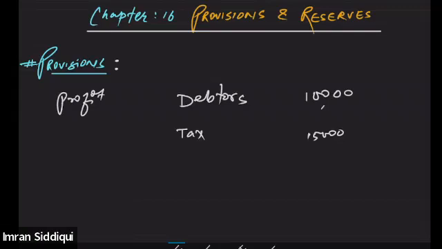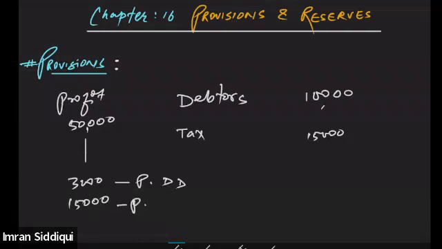Let's suppose we have generated a profit of 50,000. Out of that, I have kept aside 3,000 for the doubtful debts and 15,000 for the payment of tax. So this will be called provision for doubtful debts, and this will be considered the provision for tax.